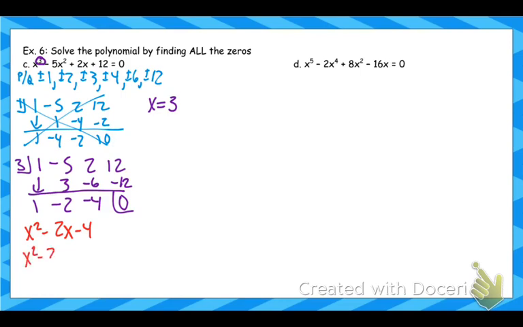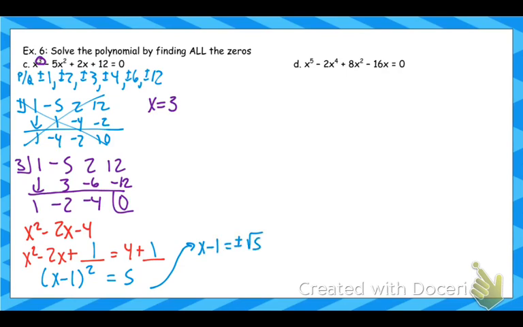So I'm going to do x squared minus 2x plus blank, move the 4 to the other side. My number that goes in the blank is the b value divided by 2 squared. It goes in the blank on both sides. That is a perfect square trinomial. Factors into x minus 1 squared. Square root both sides. So x minus 1 equals plus or minus the square root of 5. So x equals 1 plus or minus the square root of 5.